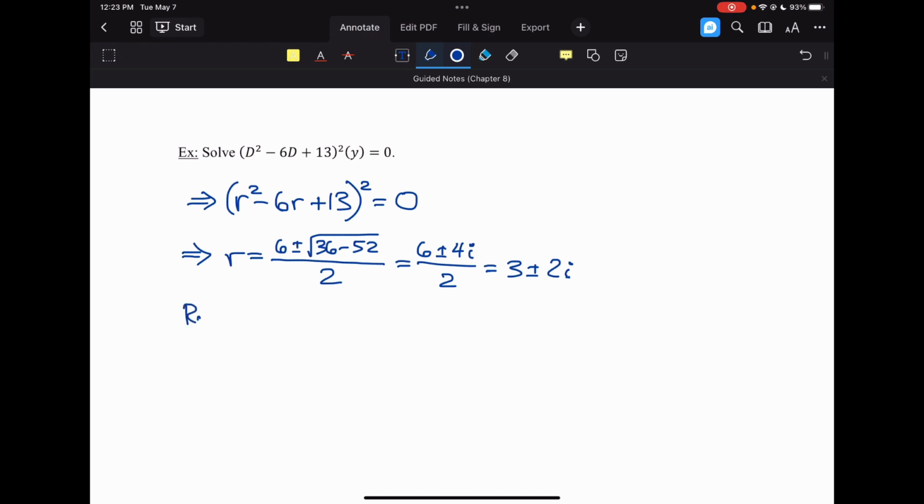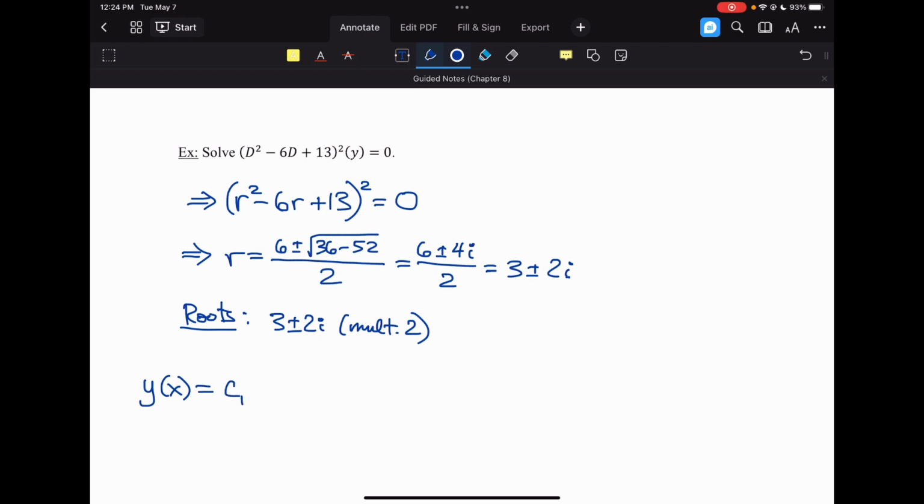So our roots will be 3 plus or minus 2i, which produces 2 solutions in and of itself, but the whole quantity was also squared. So it's actually a multiplicity of 2 on both of them. So we'll have 4 roots, okay? Or in other words, 4 solutions to the differential equation. So we end up getting, so we have a is 3 and b is 2.